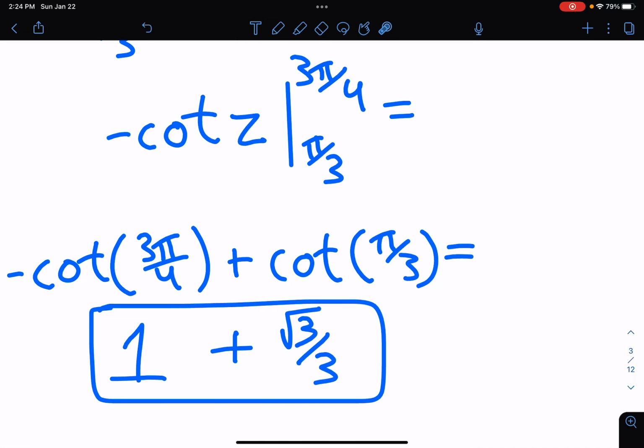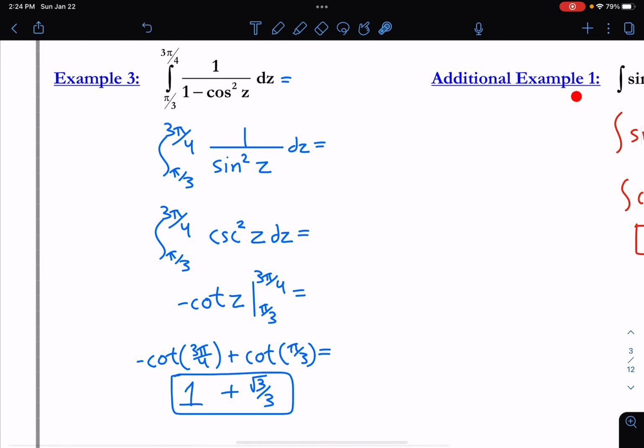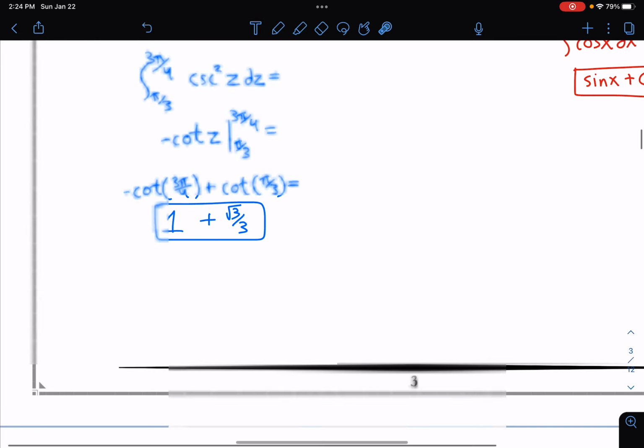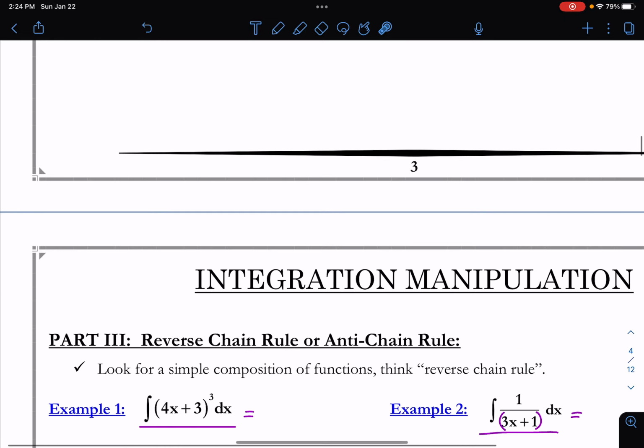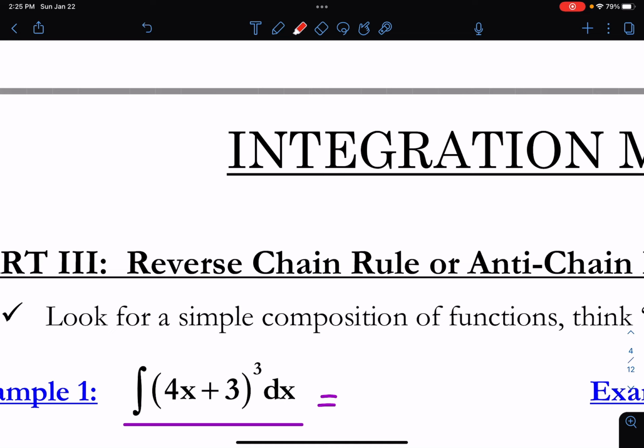Okay. There's one more additional example. You should try that, and you can take a look at it on the completed notes on Schoology. Okay. Now, let's go down to part 3. This is the part I imagine most of us are going to be struggling with, so let's talk through this. Okay. Reverse chain rule or anti-chain rule. Look for a simple composition of functions.